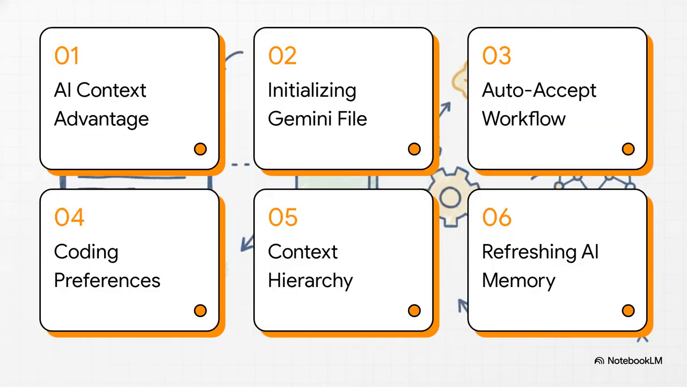So here's our roadmap for today. First, we'll look at the AI context advantage. Second, initializing your Gemini file. Third, mastering the auto-accept workflow. Fourth, setting your coding preferences. Fifth, structuring your context hierarchy. And finally, number 6, refreshing your AI's memory. Let's get right into it.